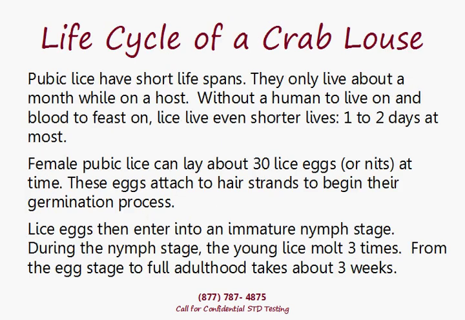The life cycle of a crab louse. Pubic lice have short lifespans. They only live about a month while on a host. Without a human to live on and blood to feast on, lice live even shorter lives, about 1 or 2 days at most. Female pubic lice can lay about 30 lice eggs, also known as nits, at a time.